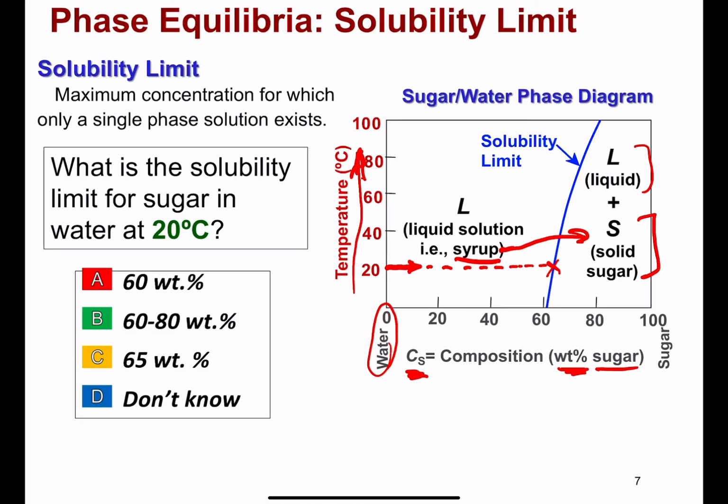Very good. So maybe looking at that exercise, see if you can use the phase diagram here to determine what the solubility limit is for sugar at 20 degrees C, and pause the video if you need a moment to do this calculation and answer the multiple choice question here in your mind.